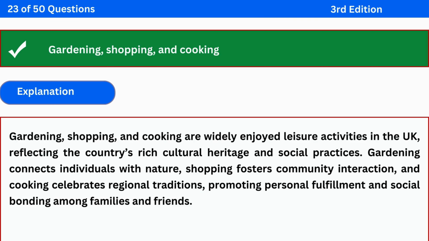The correct answer is gardening, shopping, and cooking. Explanation: Gardening, shopping, and cooking are widely enjoyed leisure activities in the UK, reflecting the country's rich cultural heritage and social practices. Gardening connects individuals with nature, shopping fosters community interaction, and cooking celebrates regional traditions, promoting personal fulfillment and social bonding among families and friends.